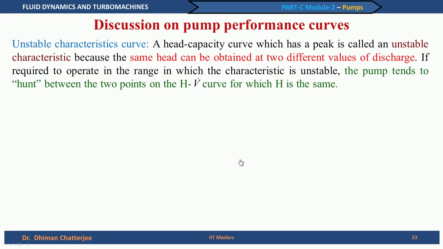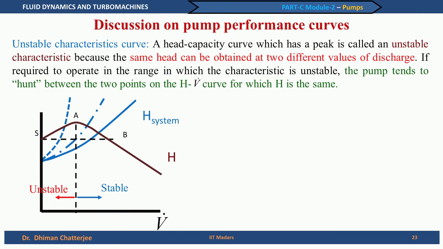A head capacity curve which has a peak is called an unstable characteristic, because the same head can be obtained at two different values of discharge. Let us look at it. Let us say that for a given pump I have the shut off head Hs here, and we have the curve like this. Many textbooks, many persons will say that this entire curve is an unstable characteristic curve. I would like to say it in a slightly different way.